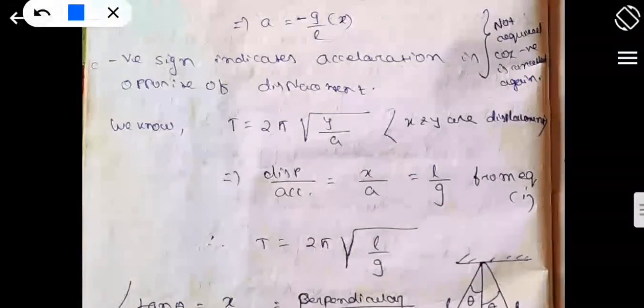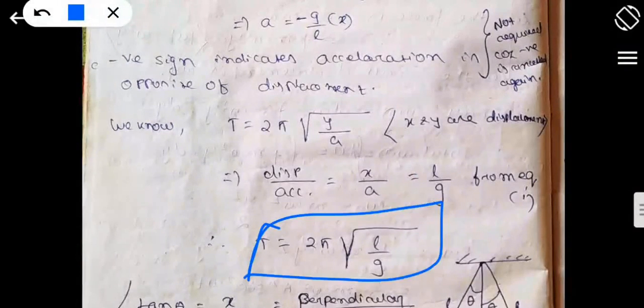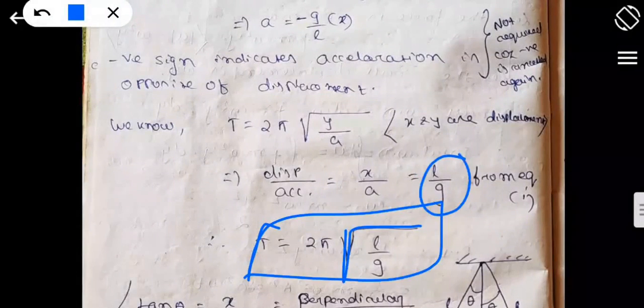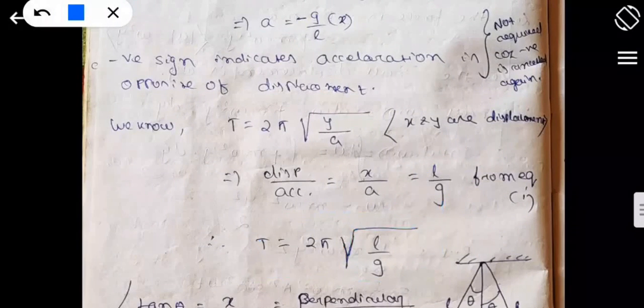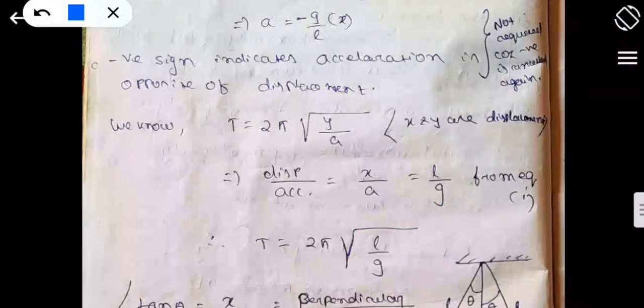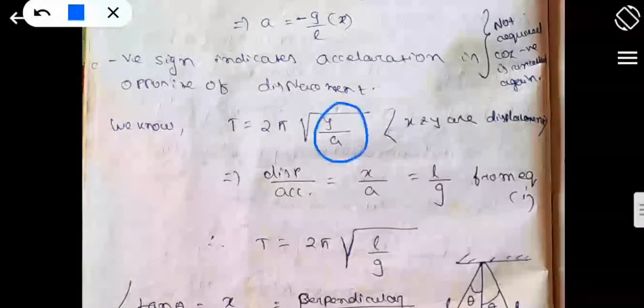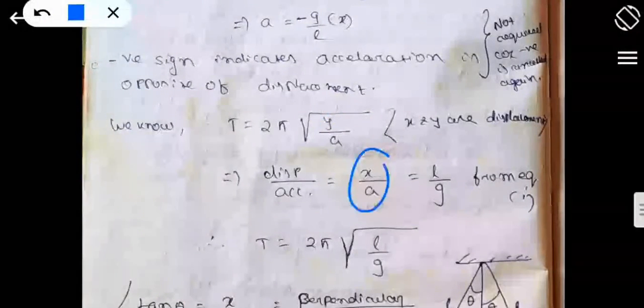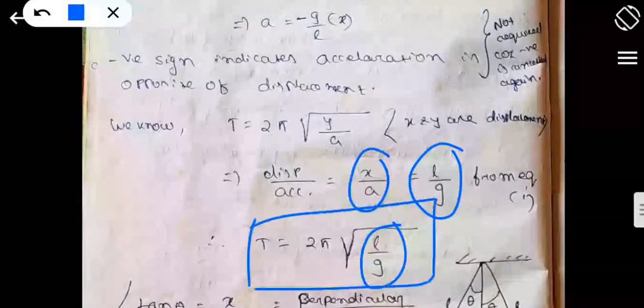So now let us place this equation. T equal to 2 pi into root over of L upon g. This is the complete derivation of the time period while a particle is oscillating. Here, instead of y we are using the symbol x in this particular derivation, right? So x by a is L by g. Just place it, and this will become 2 pi into root over of L by g. So this is the derivation of time period, that is for the 5 mark.